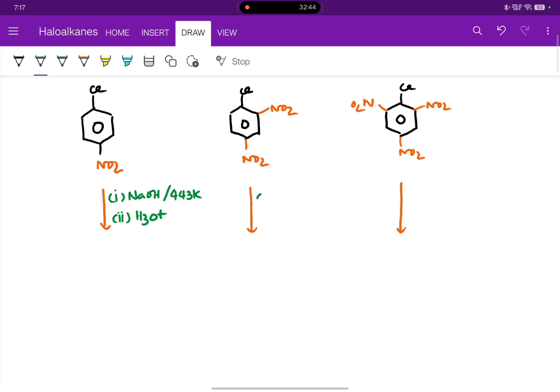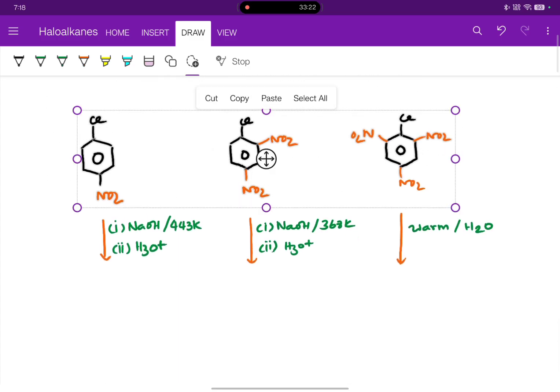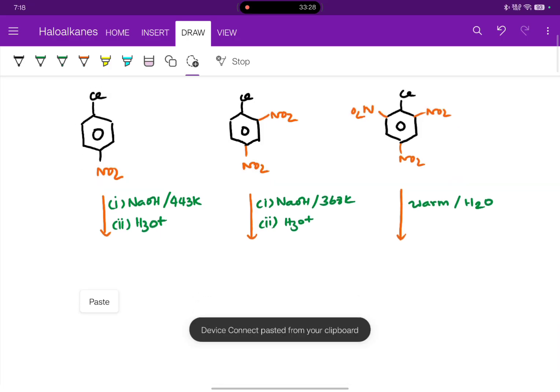For example, here it is NaOH at 368 Kelvin, and you need to do hydrolysis as usual. Similarly, when you take this particular case, trinitrochlorobenzene, you just warm it with water, that's all. Now what will happen is the question. As you go like this, the conditions decrease. The reaction takes place at much lower conditions without any difficulty.